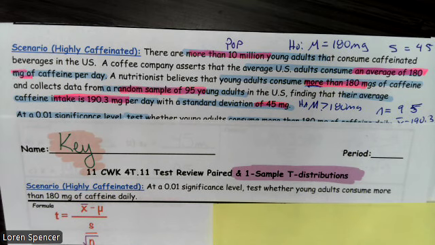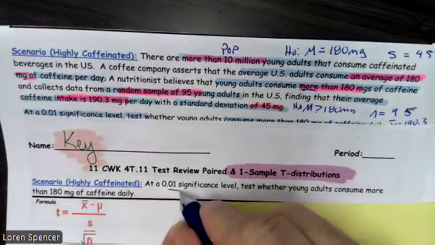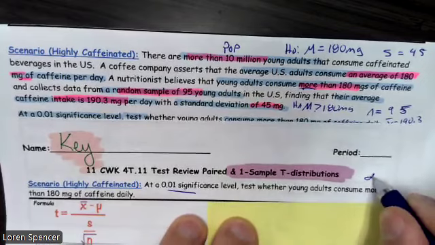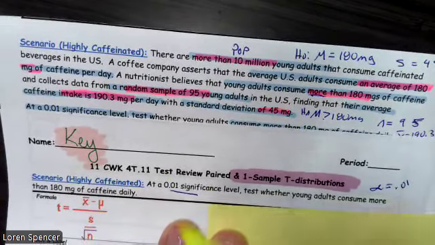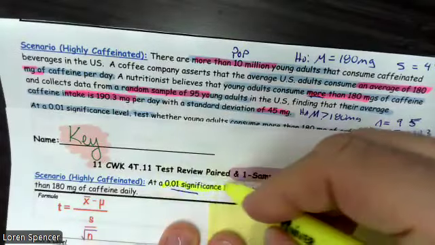The scenario is highly caffeinated, and we went over this in the warm-up. So we're actually going to run the full hypothesis test, specifically at the 0.01 significance level. So they're telling us right now, based on that 0.01, that alpha equals 0.01. I'm going to go ahead and highlight that so we know where we got that information from.